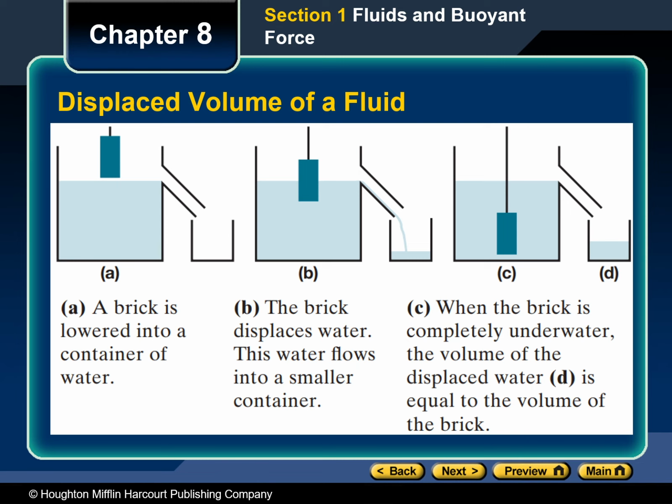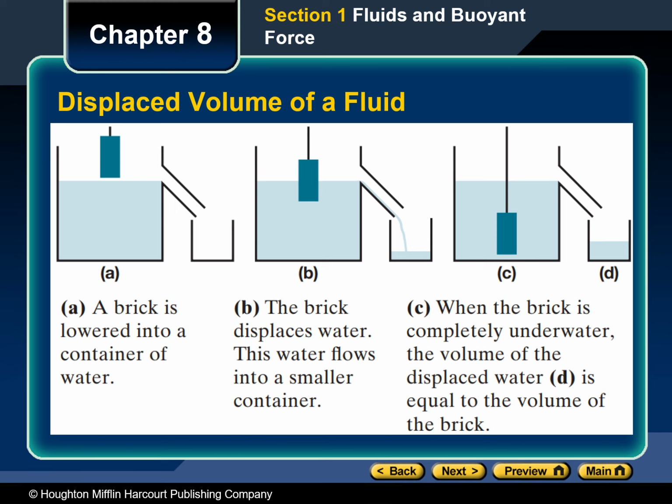Archimedes' principle describes the magnitude of a buoyant force. The set of images on your screen here show how to find the volume of a brick using water displacement. The displaced volume of water is equal to the volume of the portion of the brick that is underwater.